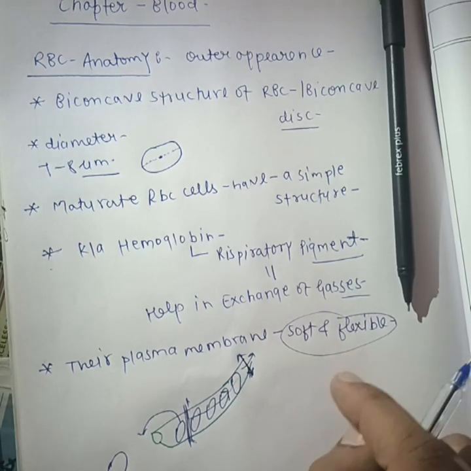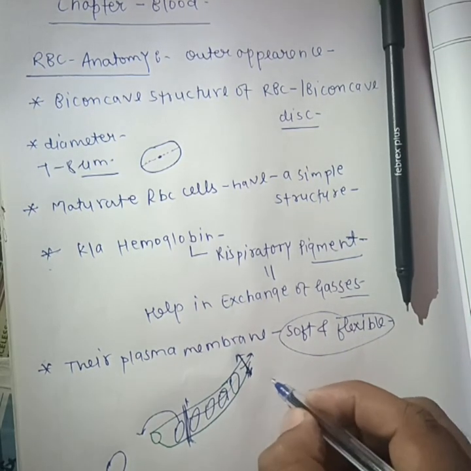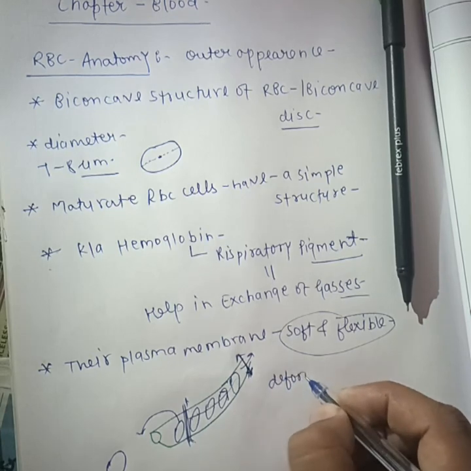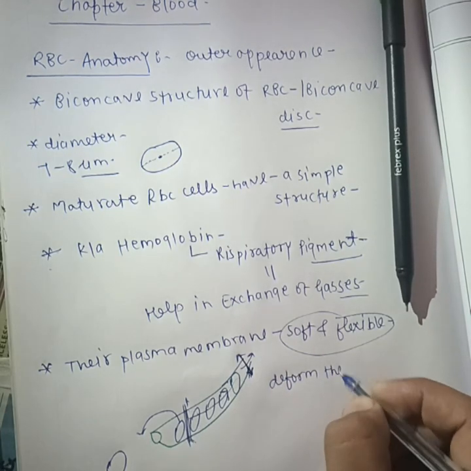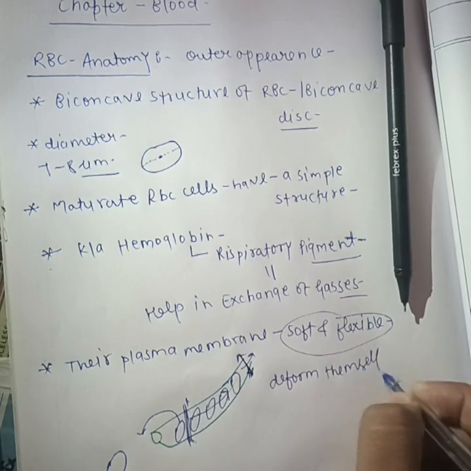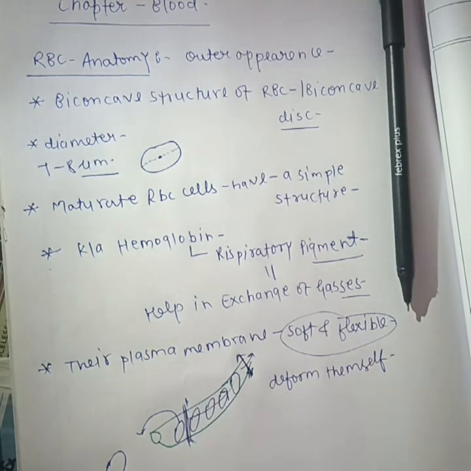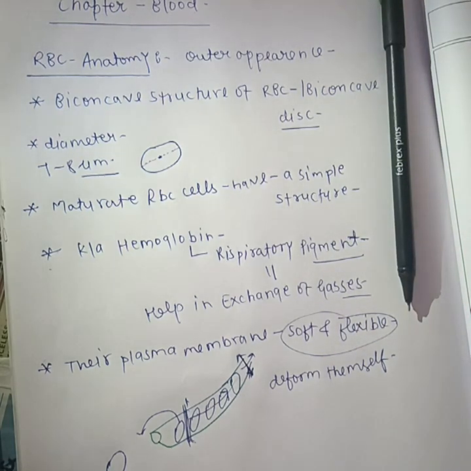Yes, so they can deform themselves when they pass through the narrow blood vessels, and this prevents the rupturing of the blood vessels and the RBC cells also.